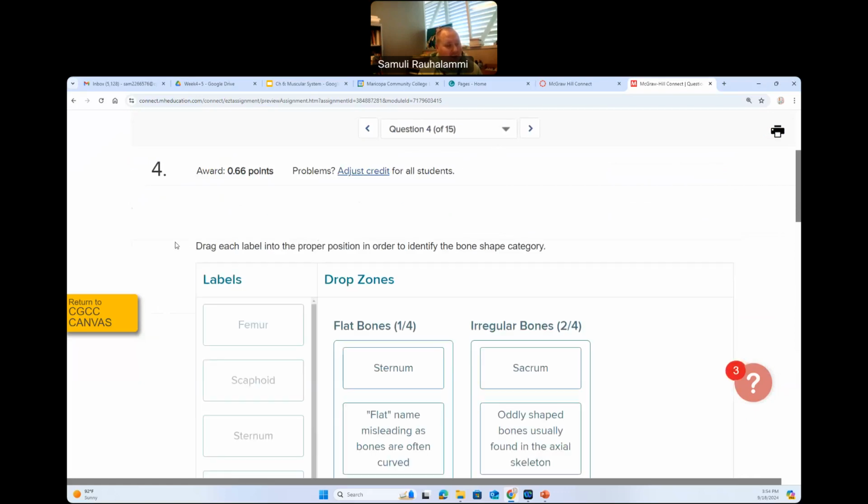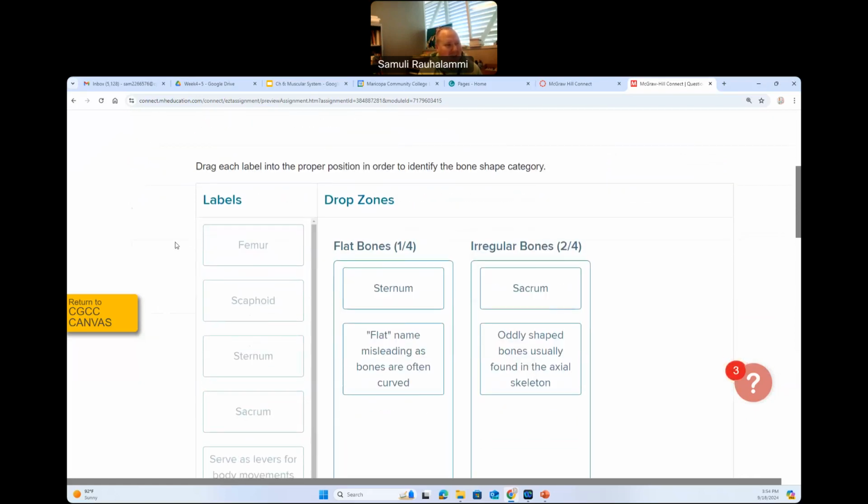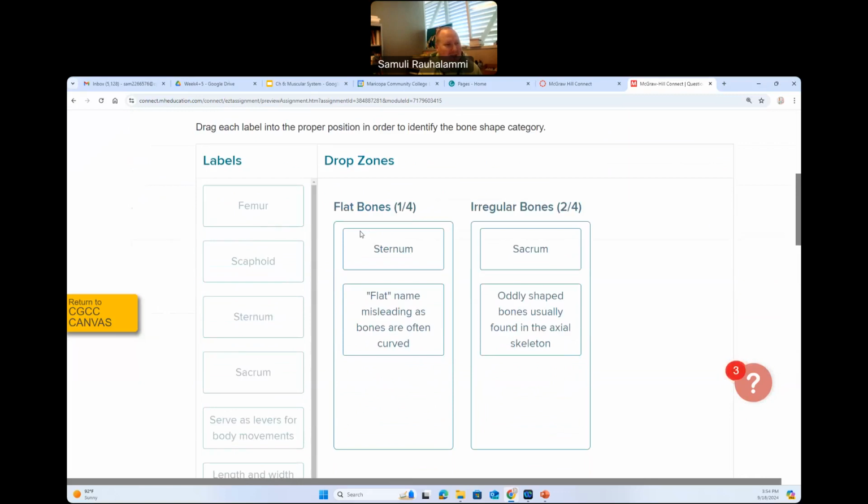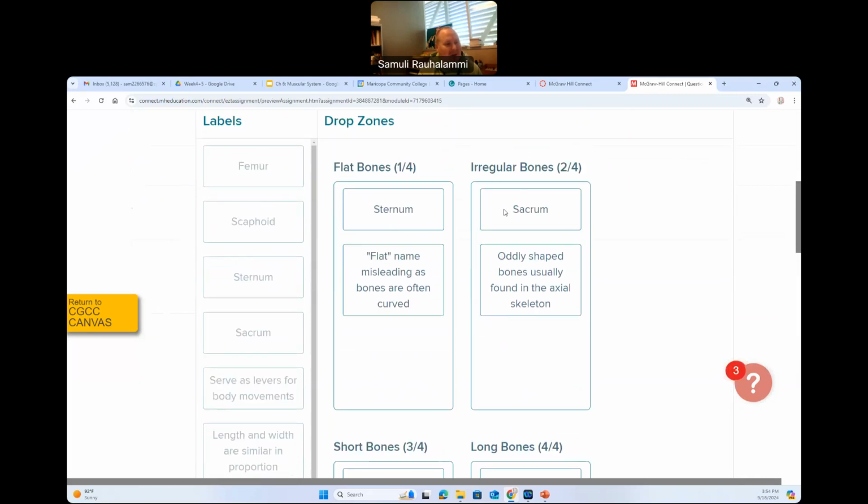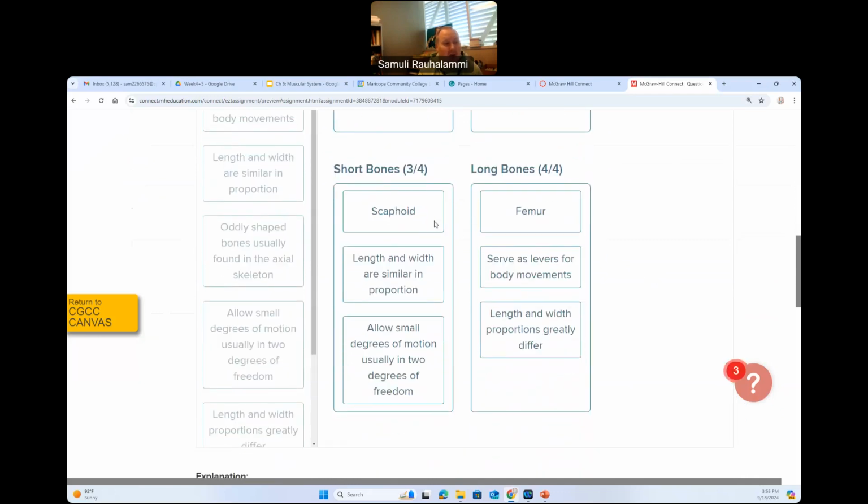We do have also some of the familiar drag and drop questions. So we're here classifying what are flat bones, irregular bones, short bones, and long bones. So a good example of a flat bone would be our sternum. The flat might be misleading a little bit. They're slightly curved bones often. Irregular bones, I think sacrum is a particularly good one. There are bones that are kind of oddly shaped, often found in the axial skeleton. Short bones, scaphoid is a good example of that.